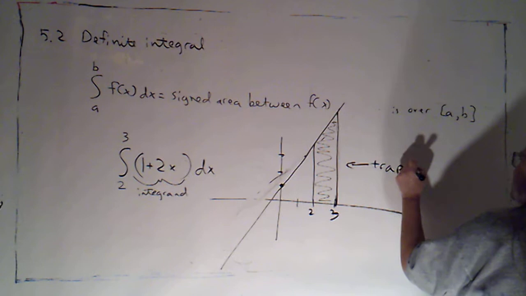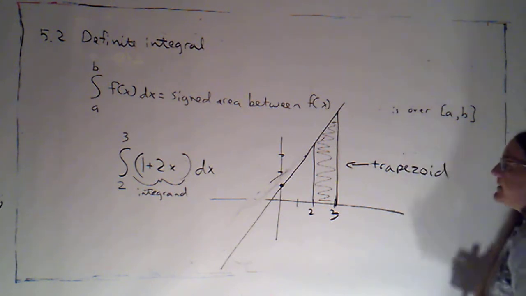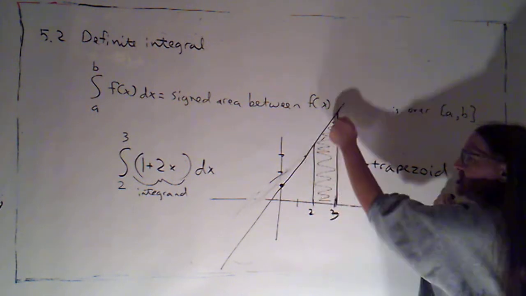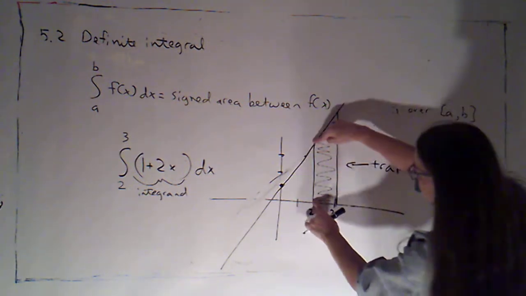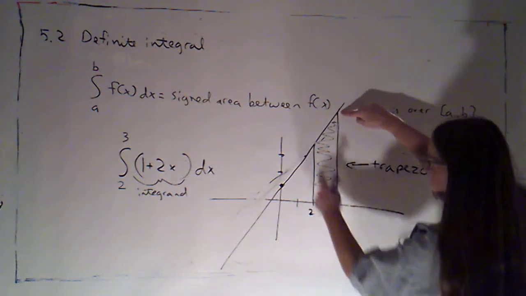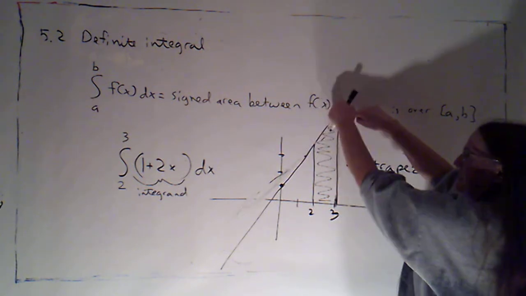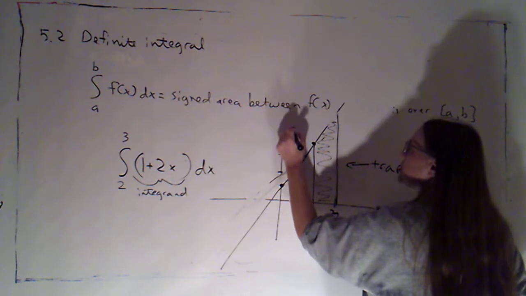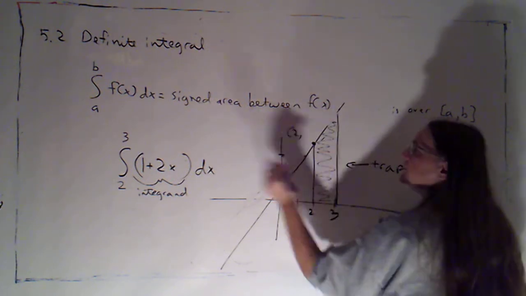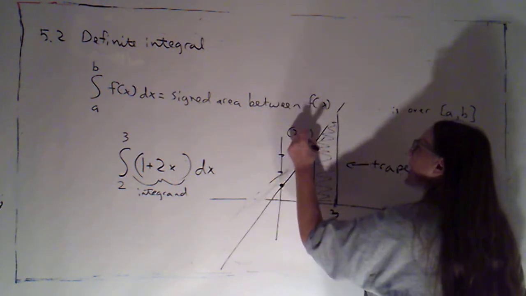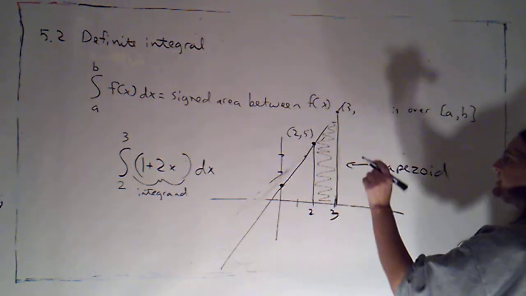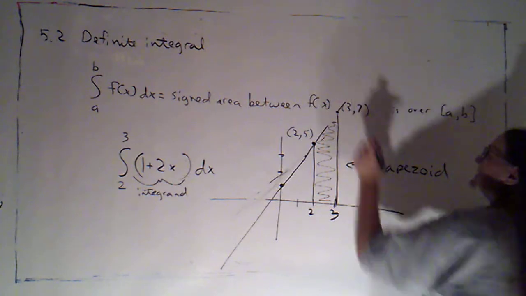Now, that region is a nice geometric shape. We call that a trapezoid. This is a trapezoid that has a very nice base, and it has a changing height. But I can calculate this height, and then the height just changes in a linear manner between those two heights. So let's see, at 2, the height there would be 1 plus 2 times 2 is 5. At 3, the height there would be 1 plus 2 times 3 is 7.